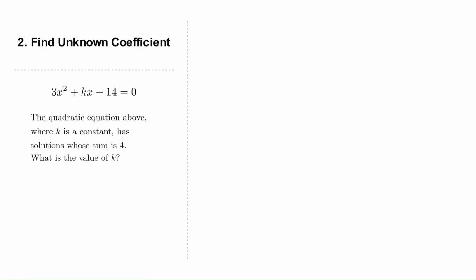In the second example, we'll use the sum of the solutions to find an unknown coefficient. The question asks to find the missing coefficient k of the given equation, given that the sum of the solutions is 4. First, we identify the coefficients. A equals 3, b equals k, and c equals negative 14.